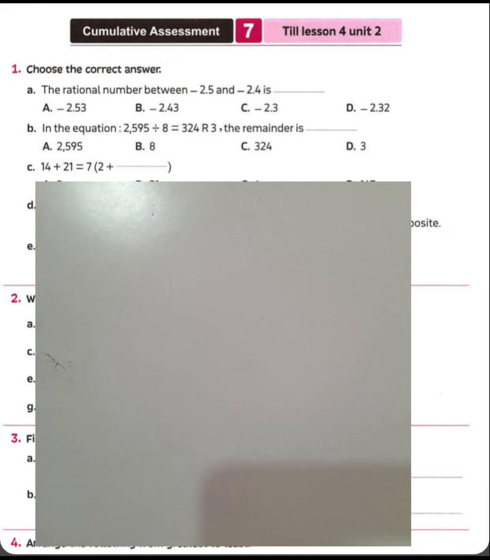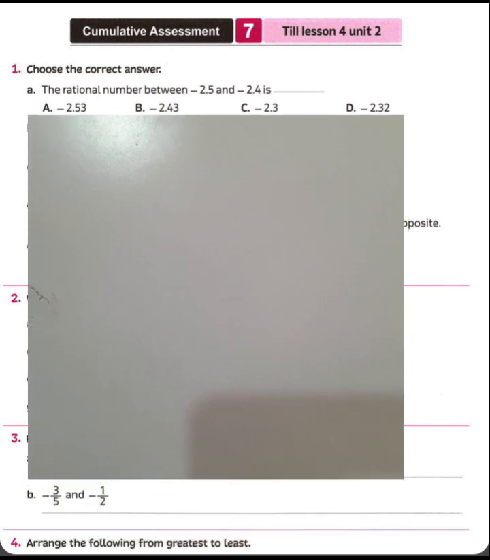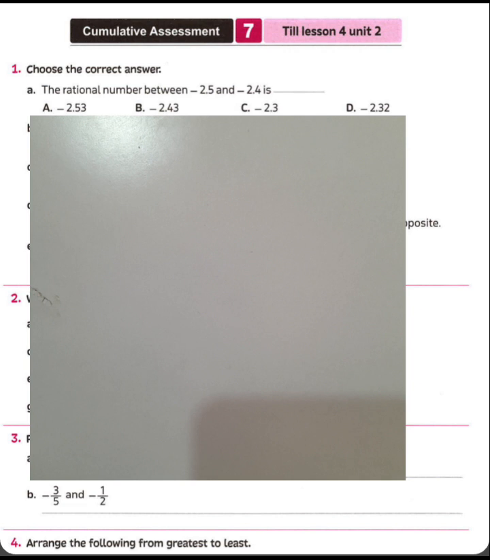Today we'll solve a new test from the Al-Moaser book, Cumulative Assessment 7, up to lesson 4, unit 2. Look with me at question number 1. Choose the correct answer.